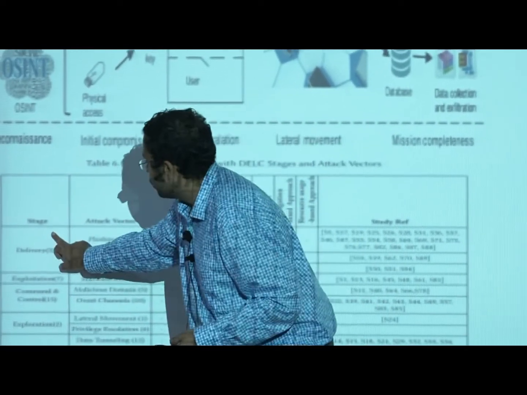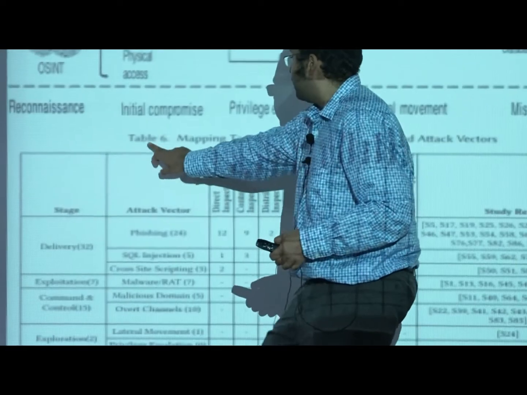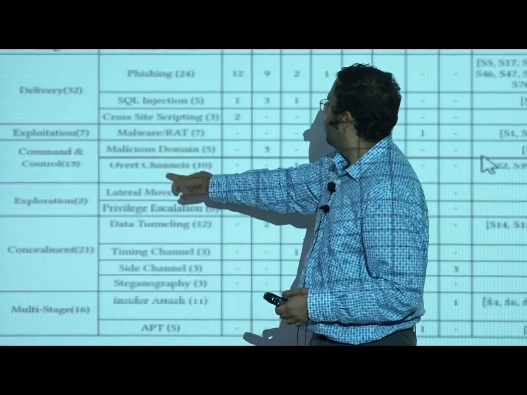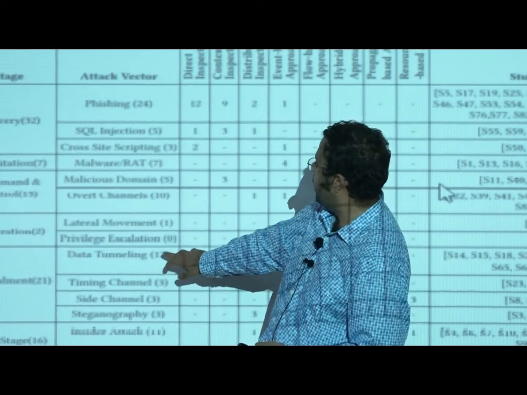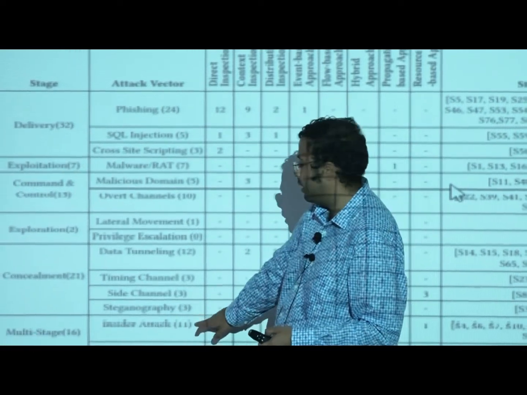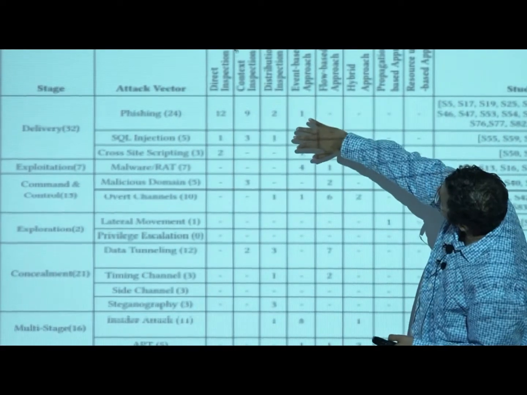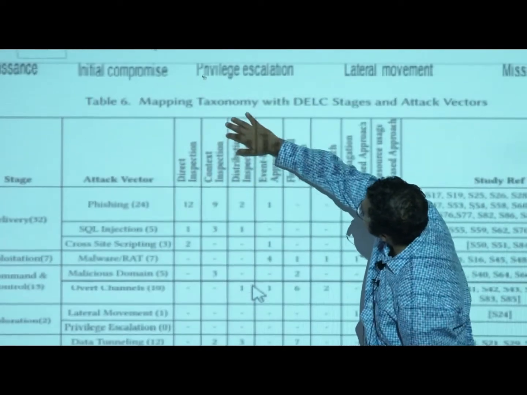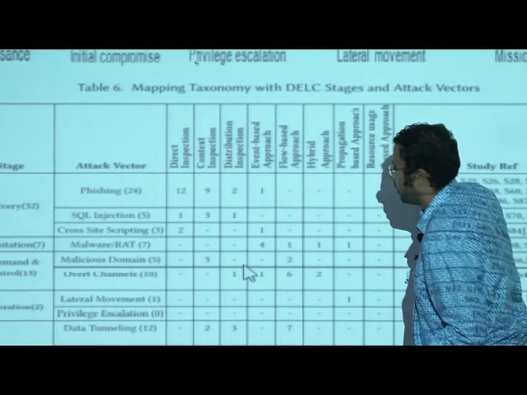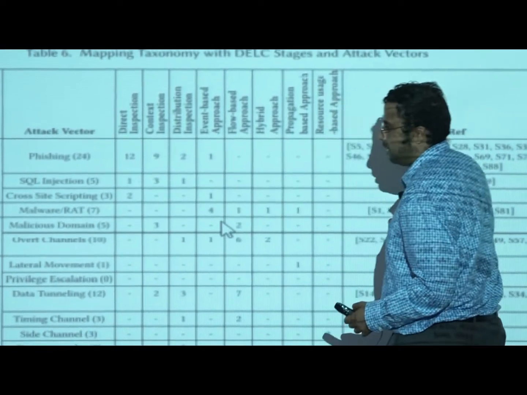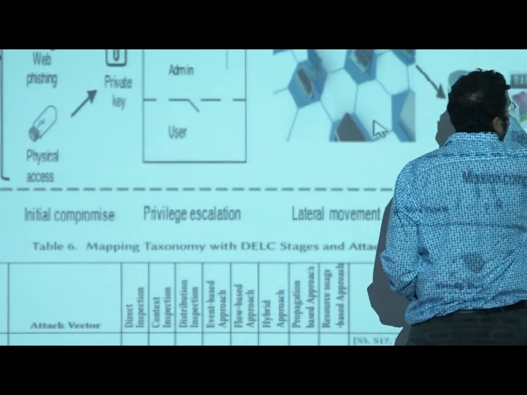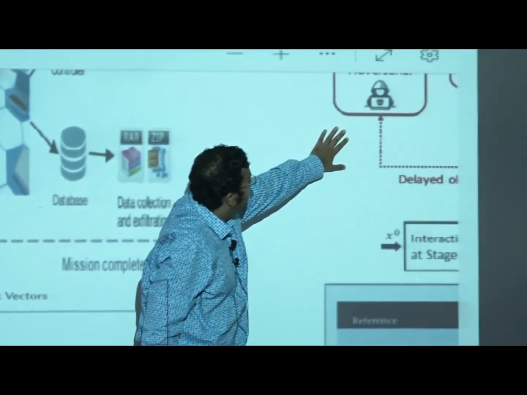So here is the same on the rows, and these are the different scenarios which are possible, such as SQL injection, cross-site scripting, lateral movement, data tunneling, side channel, steganography, cryptography related. All of these will be combined with things such as direct inspection, complete inspection, event based approach, flow based approach, hybrid approach, etc., right? So this is what typically a nation state would be doing in combination with all these stages.